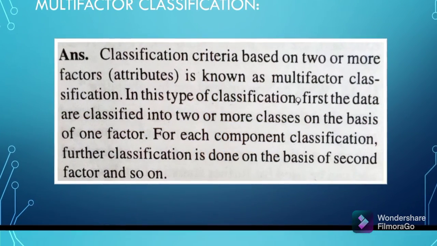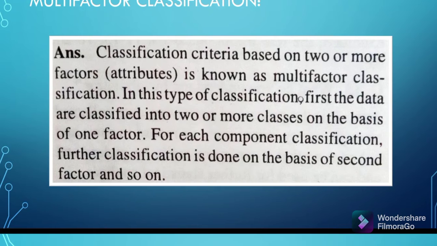Manifold classification. Classification criteria based on two or more factors, that means attributes, is known as multi-factor classification. In this type of classification, first the data is arranged into two or more classes on the basis of one factor. For each component class, further classification is done on the basis of a second factor and so on.